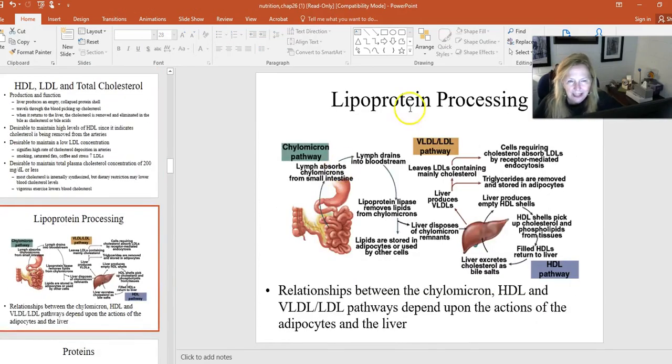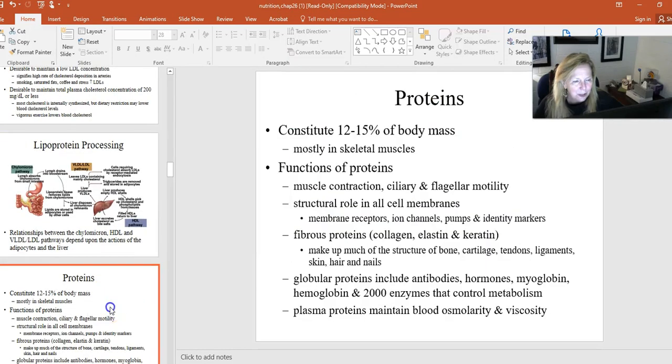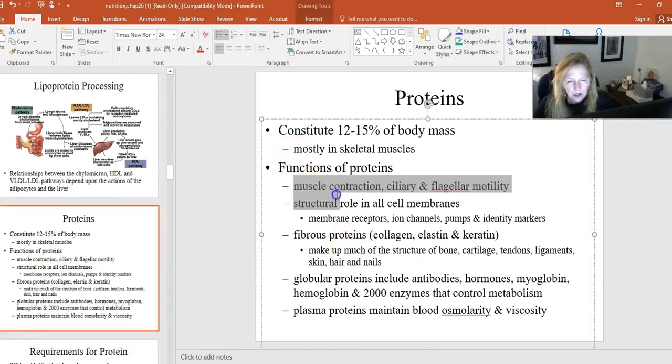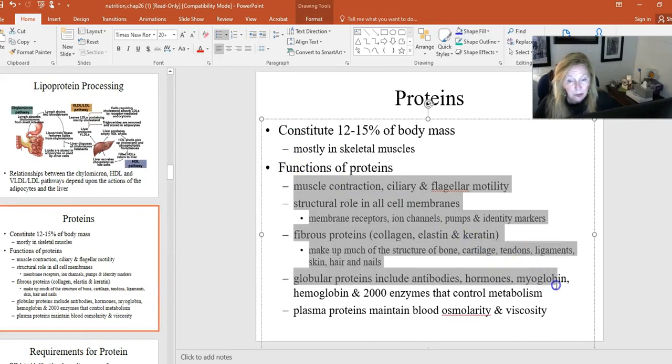And we just learned that lipids are going to be absorbed into the lymph, and then it's going to eventually move through the lymphatic system until it is back into the bloodstream. Proteins have so many functions. We are essentially protein factories. We understand all of these functions.